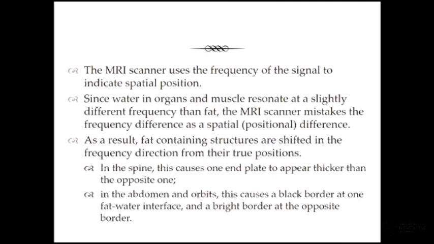The MRI scanner uses the frequency of the signal to indicate its spatial position. Remember I said before, when we take all that data in K-space and Fourier transform it, all we're doing is changing those frequencies into spatial information. So all it does is mismap those frequencies in the spatial direction. Since the water in organs and muscle resonates at a slightly different frequency than fat, the MRI scanner makes the frequency difference a spatial position difference. So it just erroneously maps it in the wrong location.